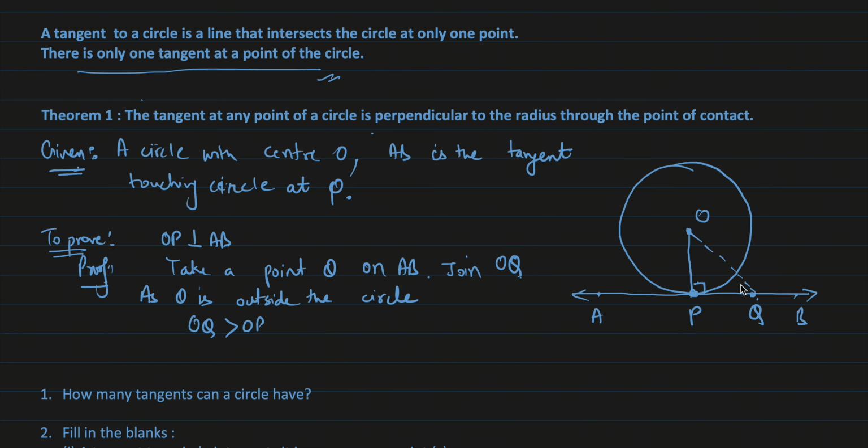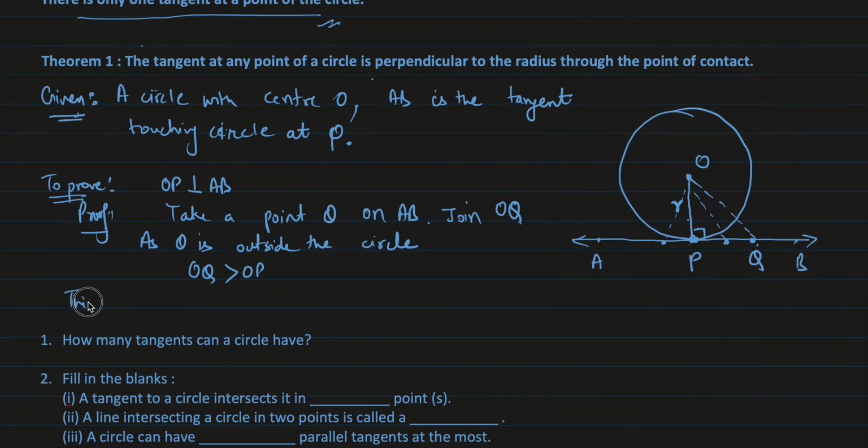Now you all can see that as Q is outside and OP is the radius, obviously this OQ is outside, so this distance is more, right? Now, if I consider many other points over here also, let me take one point here and one point here, and join them, all these distances will be greater than this OP, right? Correct or no? As Q is outside the circle and P is on the circle, we get that OQ is greater than OP.